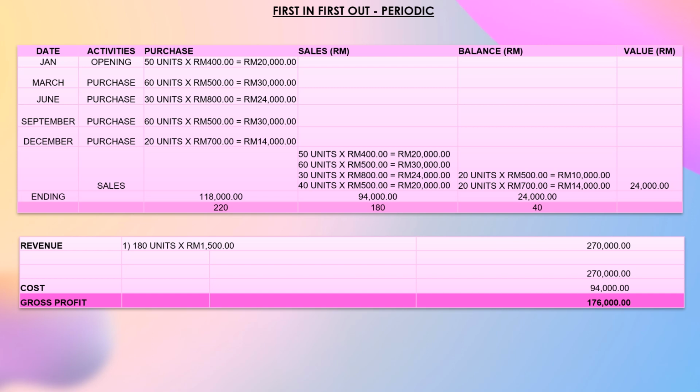Next, let's move to the periodic. First in, first out in periodic. Since there are fewer transactions in 2019 for Covina Sendirian Berhad, the calculation for first in, first out in periodic is the same as the calculation for first in, first out in perpetual. The gross profit here is 176,000.